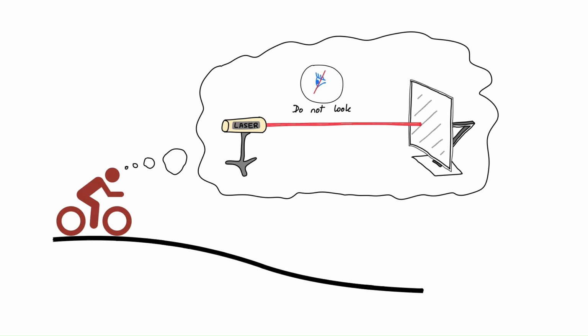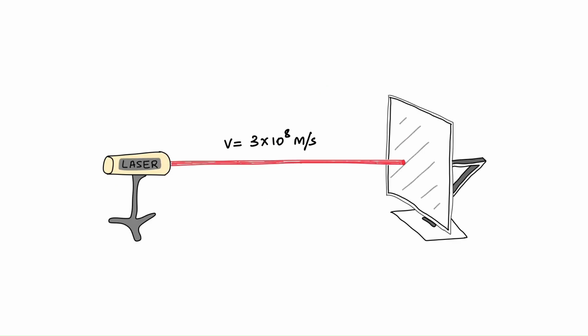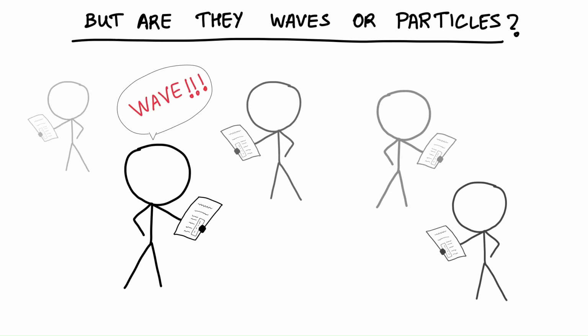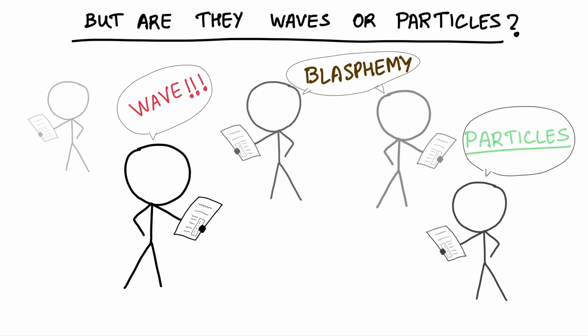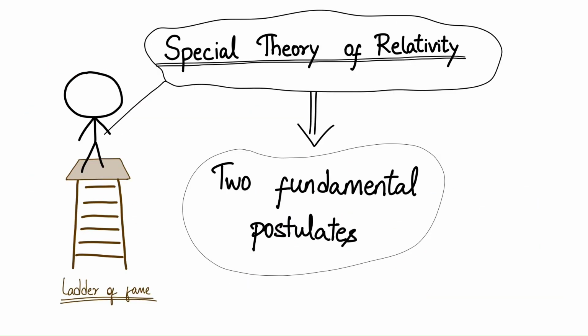Imagine cycling at the speed of light. It's super fast and made up of massless particles called photons. Some say they're waves, some ask if they are particles, and some say, well, never mind. Einstein's relativity has two fundamental postulates.